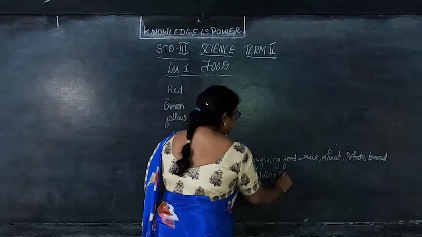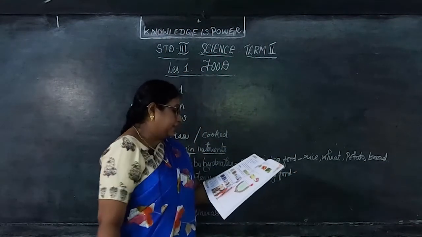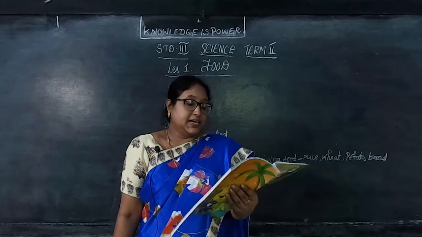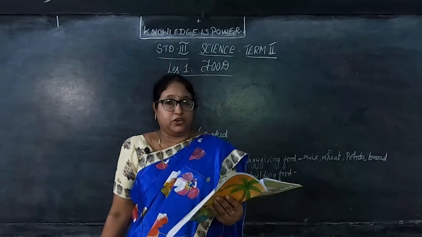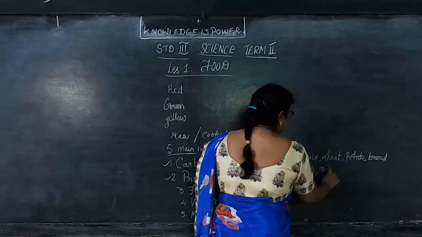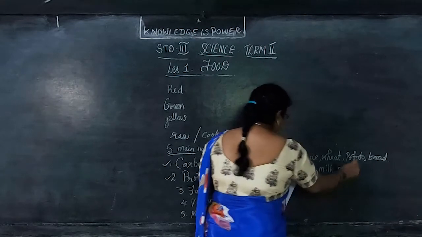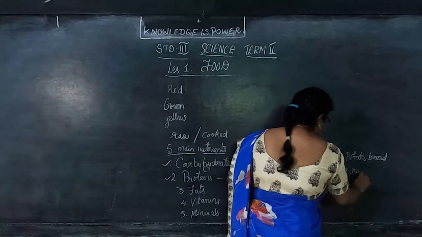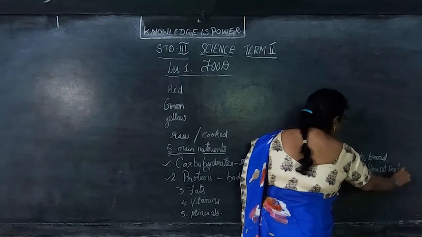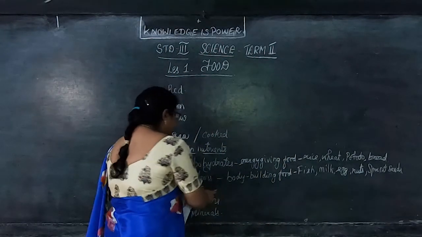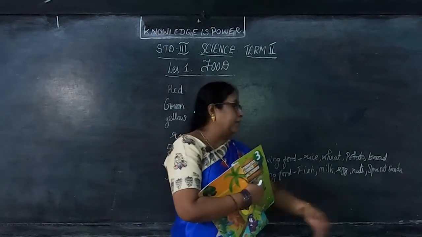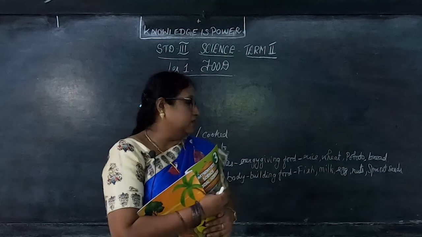Okay children, they are the body building food and here are examples. So what all can we eat? That is fish, milk, egg, nuts and sprouted seeds. Sprouted seeds means sprouted pulses. So fish, you know what fish is. Then milk, egg, nuts and sprouted seeds. Okay, so all these are body building food. Do you understand children? So proteins are body building food. So what are the proteins we can eat? Fish, milk, egg, nuts and sprouted seeds.